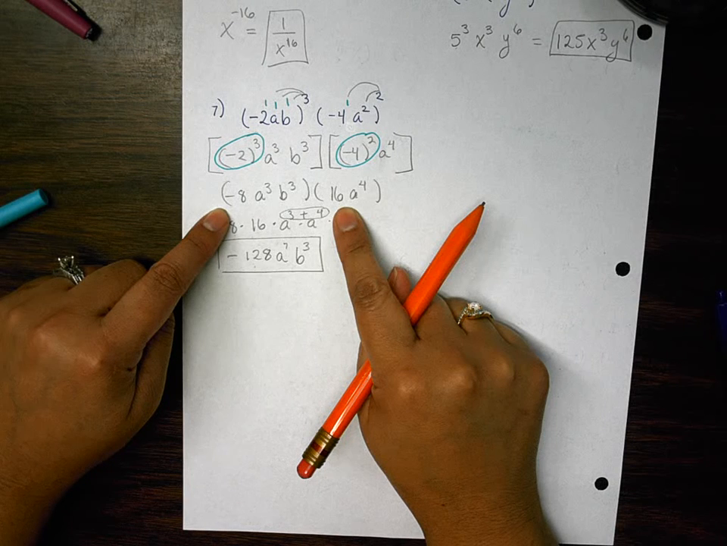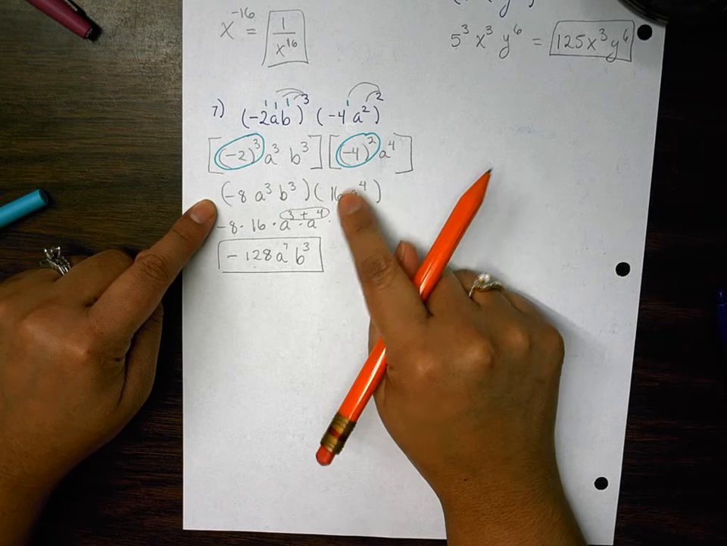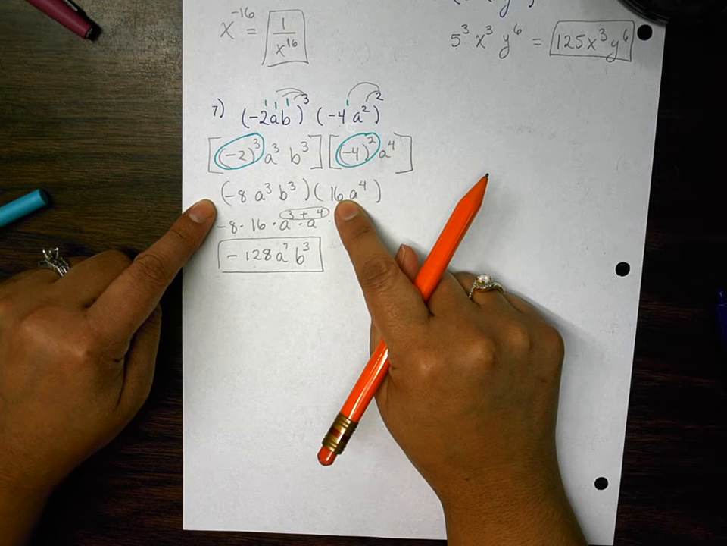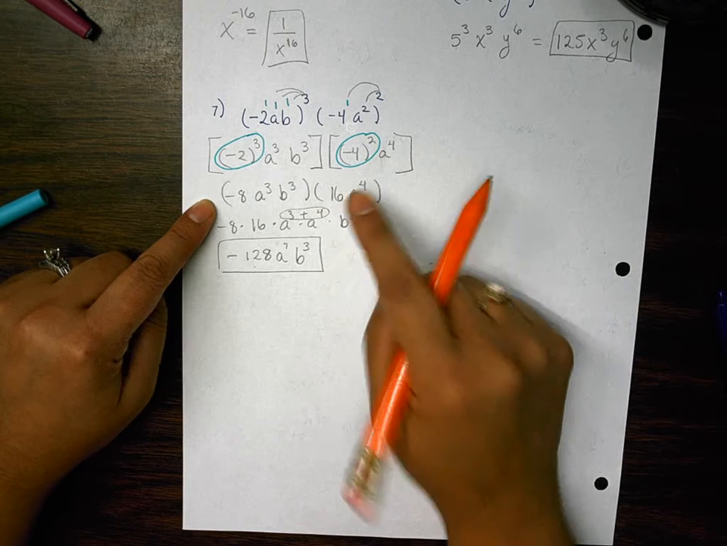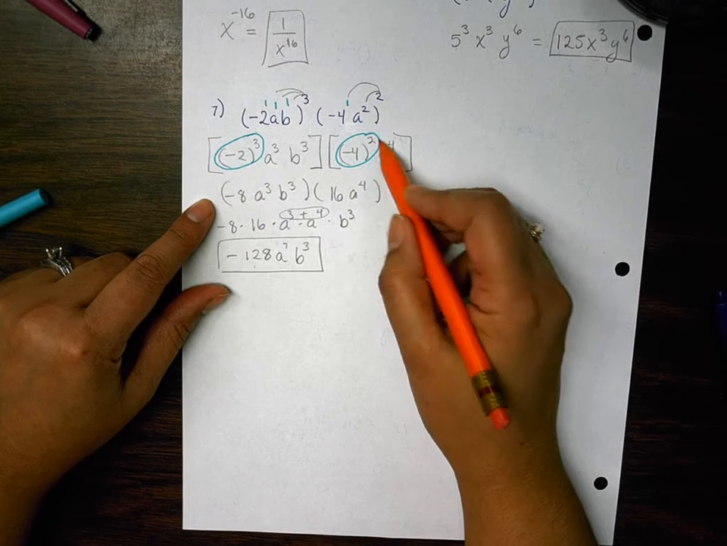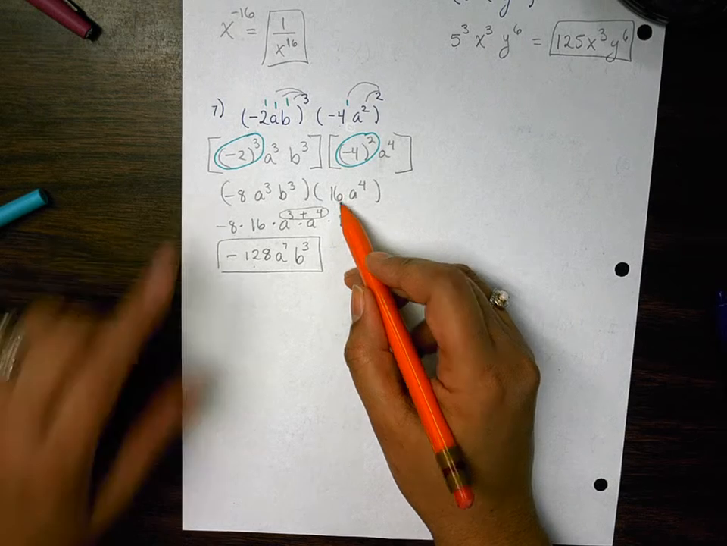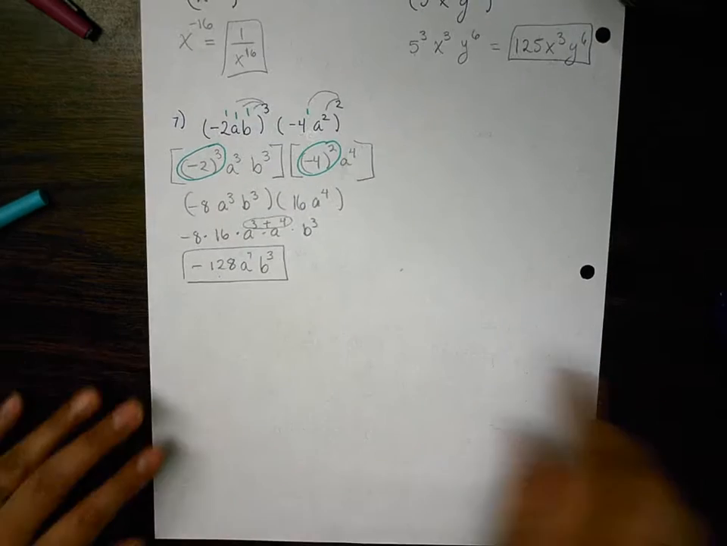That's 3, that's 2. When is it always going to be negative? When is it always going to be positive? No one has a guess? Yes. Even and odd. If it's odd, you're going to have an odd amount of negatives, which would stay negative. If it's even, you're going to have an even amount of negatives, which would become positive. Good observation. All right. Number 8.